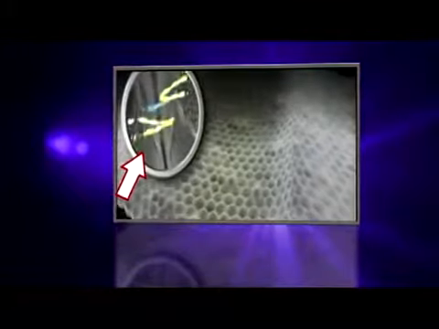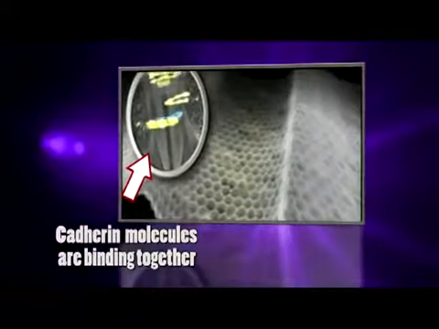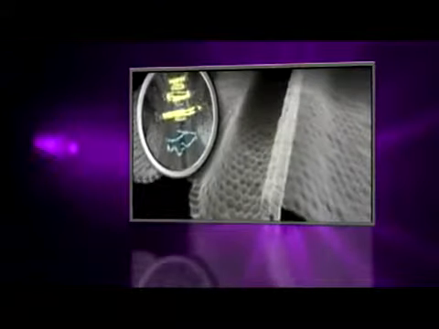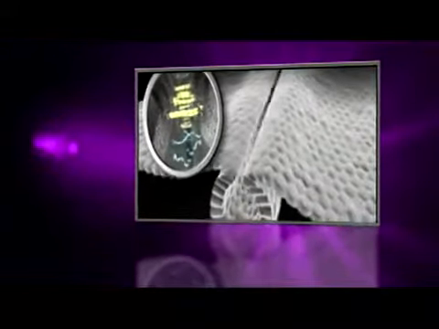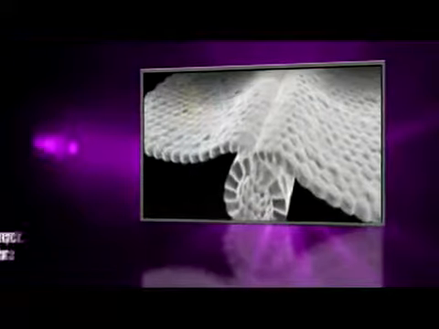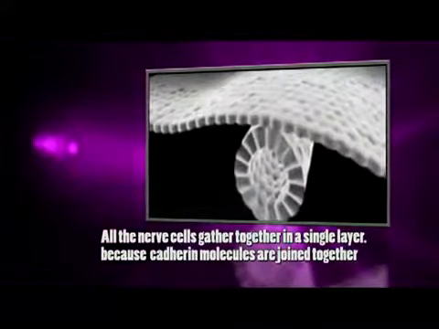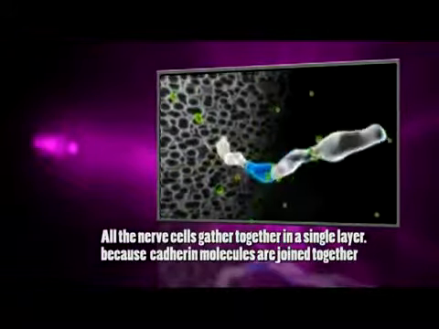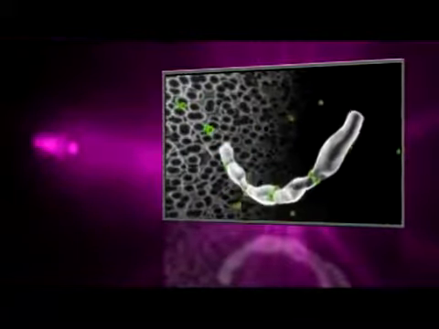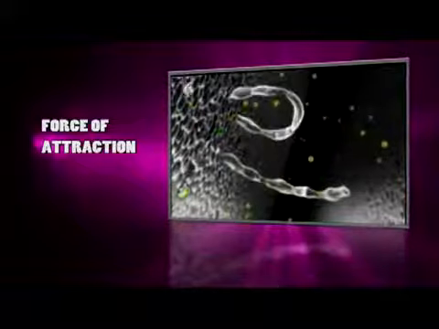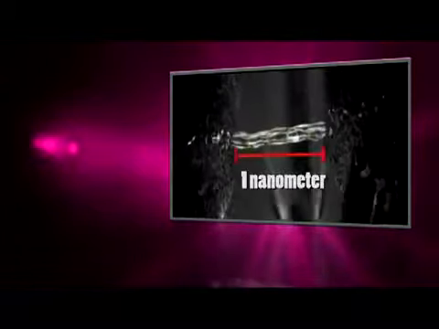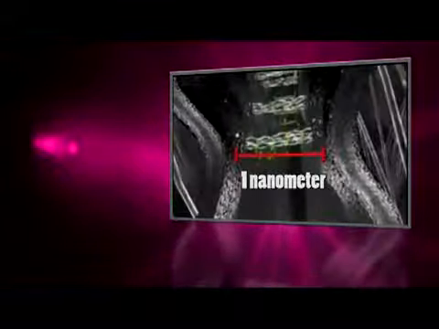You are now seeing how nerve cells that recognize one another during embryonic development fold in on themselves after binding together. This takes place as cells with the same kind of cadherin bind together. When this process is over, all the nerve cells gather together in a single layer. 2 binding molecules use the force of attraction to join together. In order for a force of attraction to be established between cells, the distance between the 2 surfaces of the binding molecules has to be less than 1 nanometer, and they have to be at the same level.